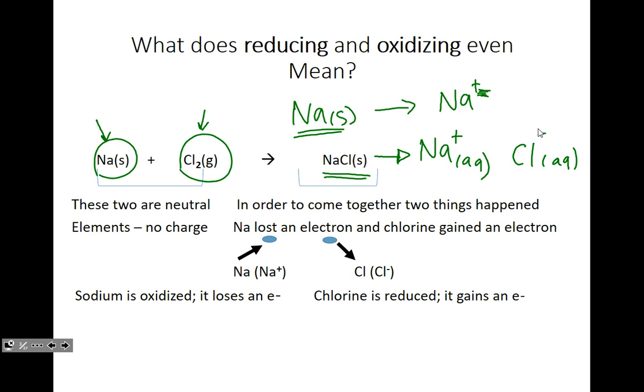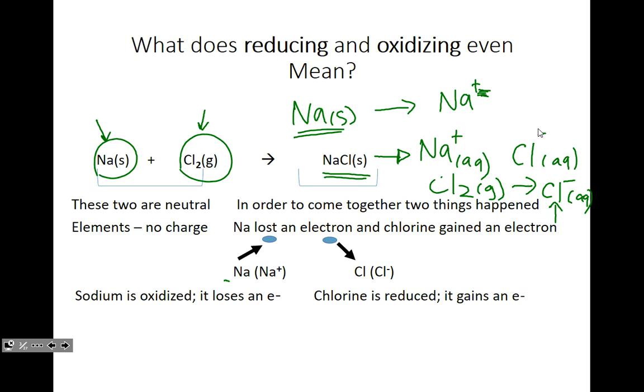Chlorine, on the other hand, Cl2 gas, in this case moved to chloride ion in the presence of water. What happened here? How did something neutral all of a sudden have a negative charge? Well, it gained an electron. So this losing of electrons and gaining of electrons, that's what spurred our new understanding of oxidation and reduction.